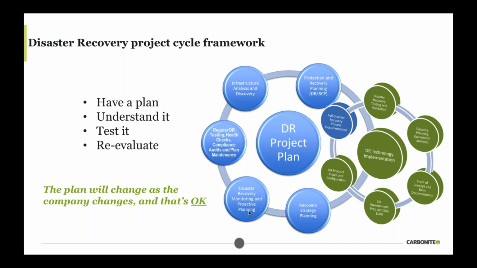So you're testing your validation, your bandwidth analysis, doing your proof of concepts, making sure this really is going to work for the business. Environment prep, getting your DR sites online, getting your installs and your DR in place. Really, that's where that implementation starts to overlap with recovery process documentation and recovery strategy planning. So being able to maintain both of these project cycles is important as you constantly create a plan and understand that plan. So being able to follow your project cycle is very important, and understanding your plan to be able to constantly do regular DR testing, health checks, compliance audits, plan maintenance, all these things, okay?